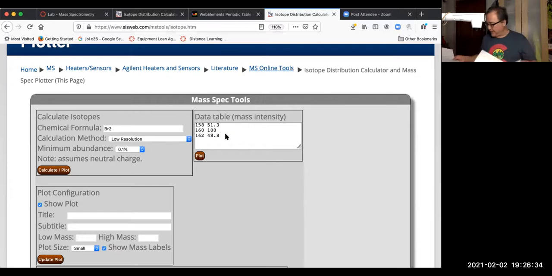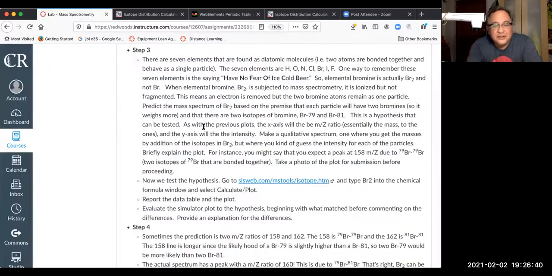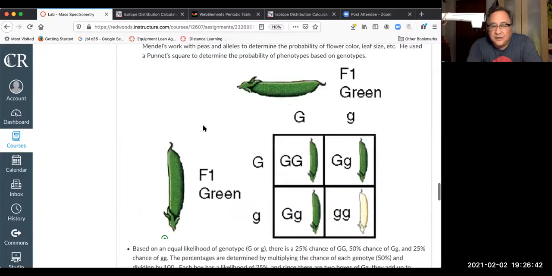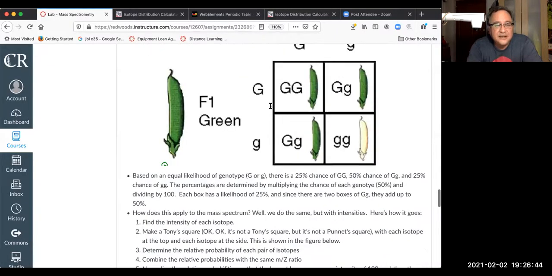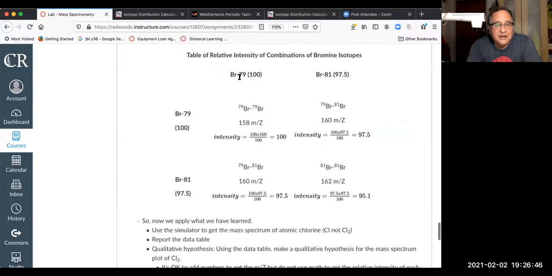Where did I put that? I don't know. I'm going to go here. Do you see here that I did something similar? Here's the GG. And you see here I did the 100 times 100 over 100.